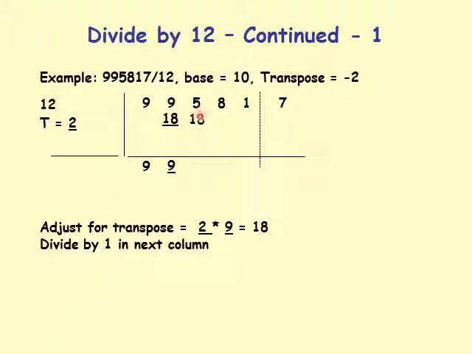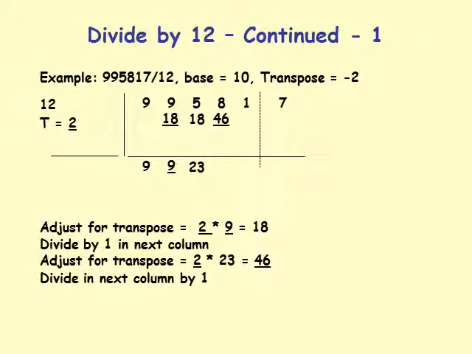Now 5 plus 18 is 23. We have to divide in that column by 1. So 23 is my quotient value in this position. Now we are going to adjust for the transpose, which is negative 2 times plus 23, which is negative 46. We got that. Let's continue here.